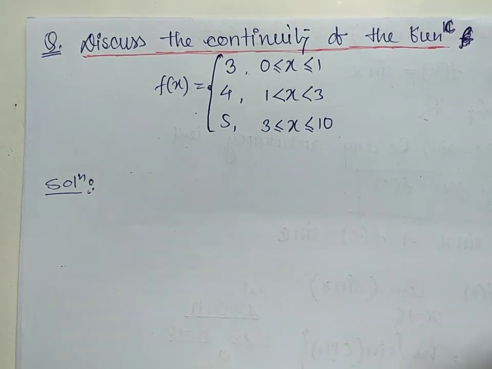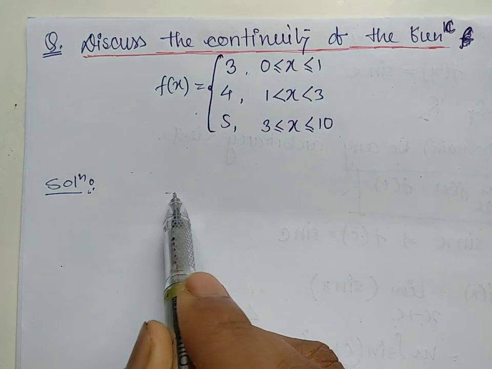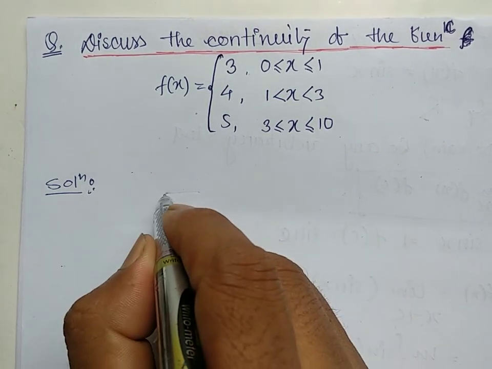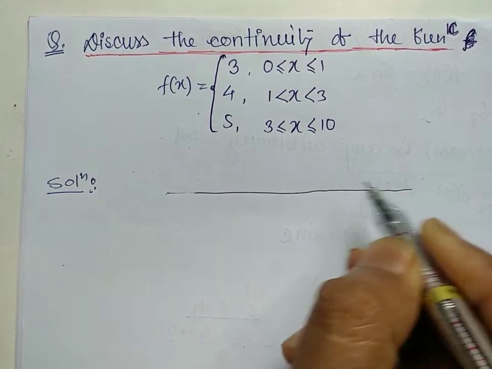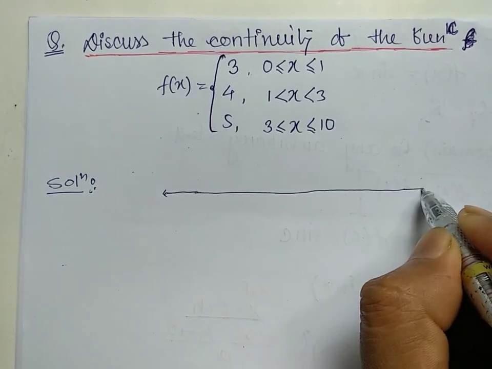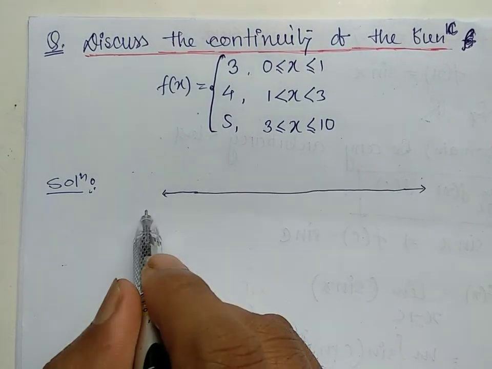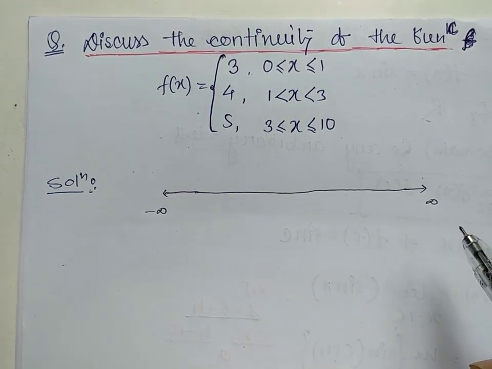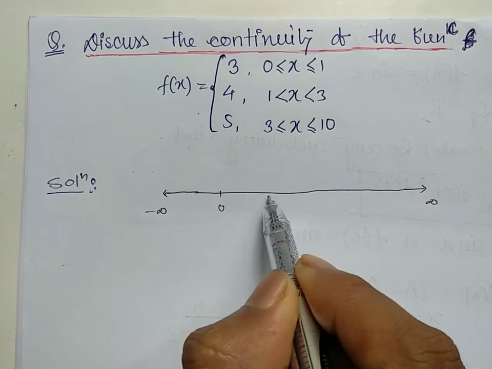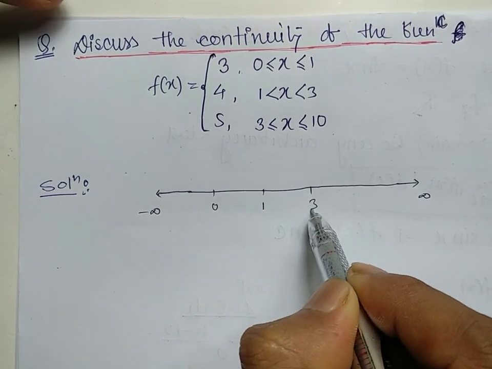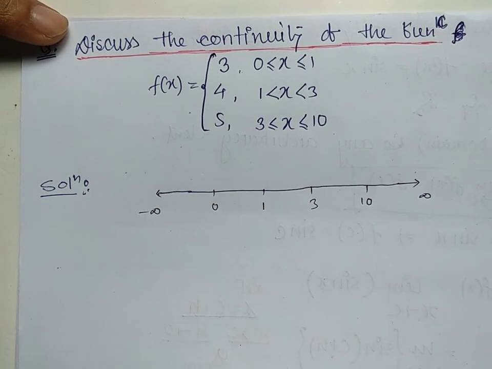Okay, so how can you find it out? Let us consider the number line. Okay, this is the number line. This one is minus infinity and this one is plus infinity. First of all, we will write down the integral values of the inequalities. How many integral points are there? 0, 1, 3 and 10. So 4 integral values are there, and I have written all those integral points on the number line.